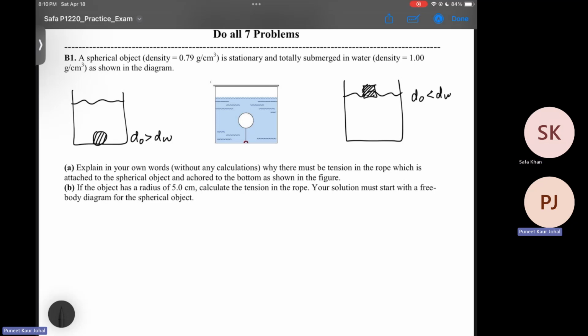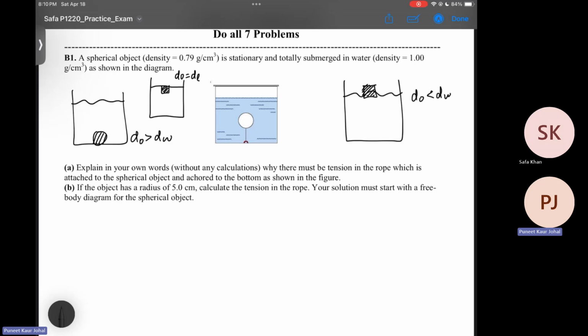If the density of the liquid and the object are equal, it will float, but right below the surface. This is the condition when the object and liquid's density are equal. It's kind of floating, but none of it is above the surface.